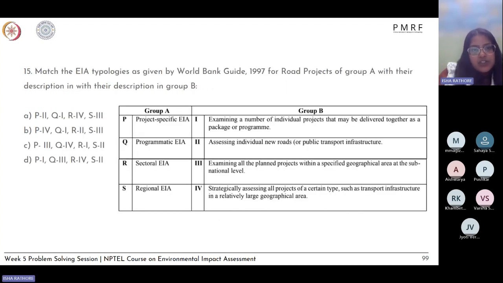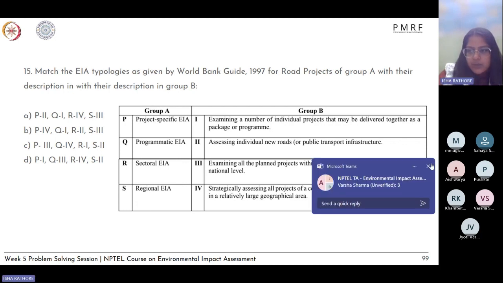Match the EIA typologies as given by the World Bank Guide of 1997 for road projects of Group A with the description in Group B. So in Group A, we have the type of EIA which is being done for road projects, and in Group B, we have the definition for which that EIA is being done. We looked at them in the revision or review of the key concepts as well. Okay, we have one answer.